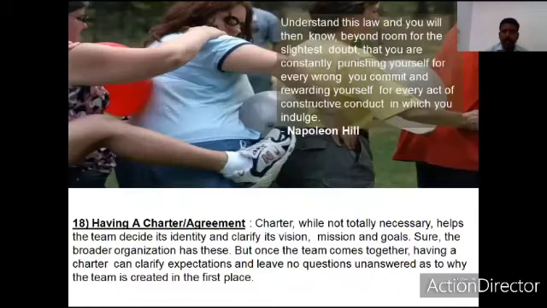And having a charter or an agreement, while not totally necessary, helps the team decide its identity and clarify its vision, mission, and goals. Sure, that's for bigger organizations, but once the teams come together, having a charter, that's an agreement, can clarify expectations and leave no questions unanswered as to why the team is created in the first place.